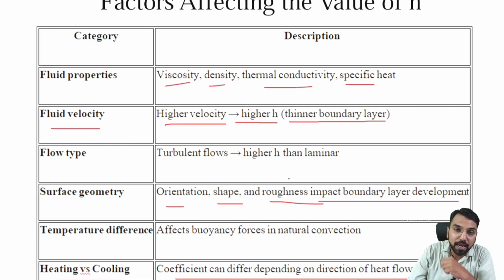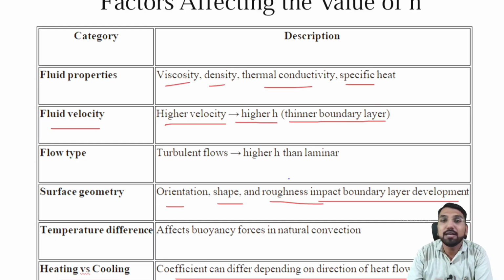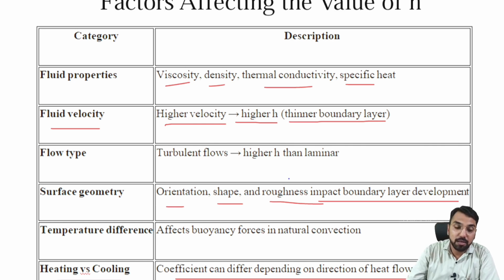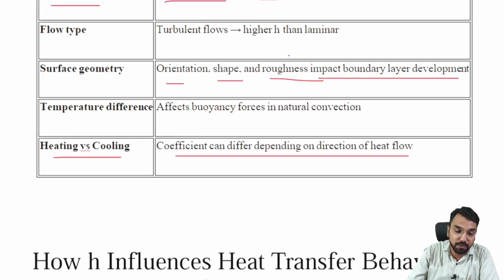So heating versus cooling: the coefficient can differ depending upon the direction of heat flow. In heating and cooling, this convective heat transfer coefficient will differ depending upon the direction of flow, where the heat is going to flow from hot end to cold end, but the direction of flow here means the fluid flow direction. So the fluid flow direction or heat flow direction may be reversed by some external work. So this depends on the direction of heat flow.